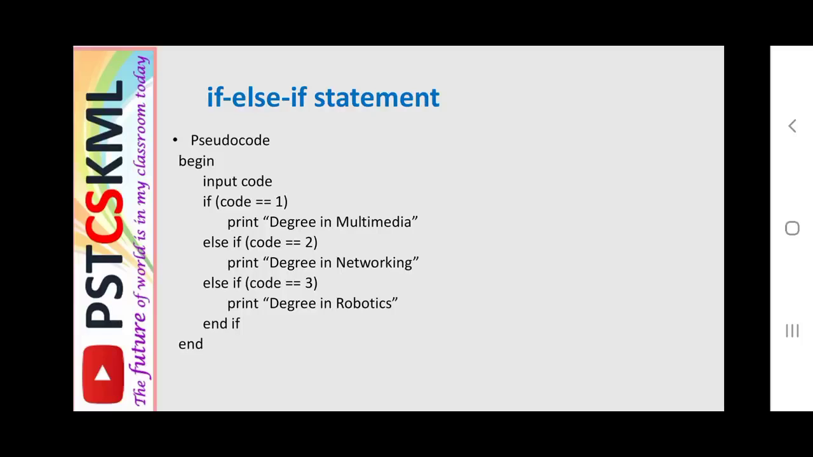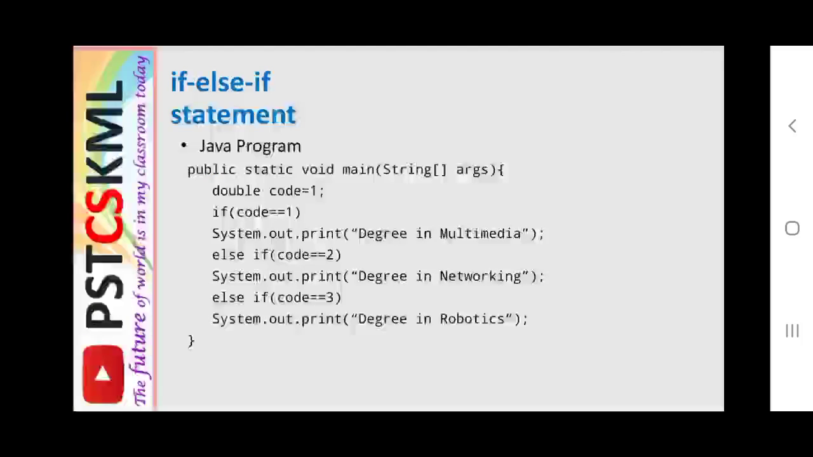Okay, then you stop. In this case you didn't see any else statement. If you want to write else, you can, but the statement after the else you just leave empty, no need to write anything inside that. Code in double quote 1, so it's supposed to be not double quote, it's an integer, int code 1. If code equal 1, system dot out print degree in multimedia, else if code equal 2, system dot out print degree in networking, else if code equal 3, system dot out print robotics. So there is no else statement in this condition. If you want to write else also can, just leave it empty.